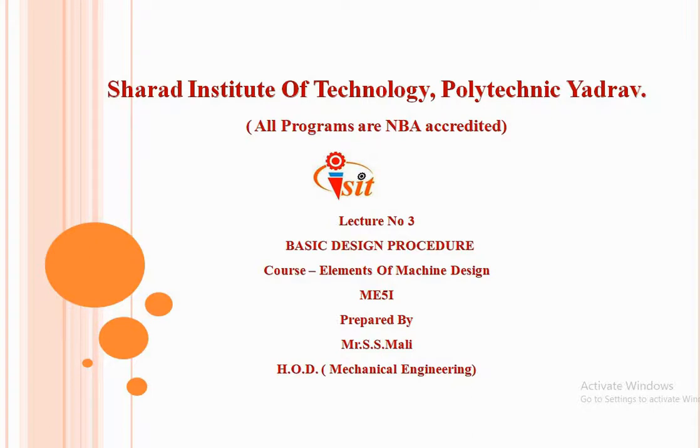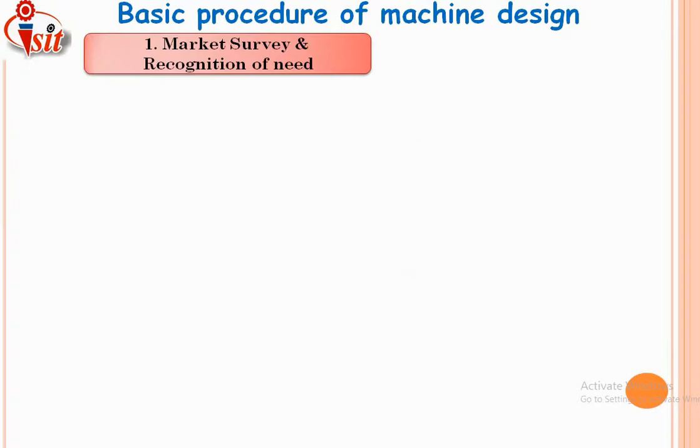So just have a look at the basic procedure in machine design, that is the general procedure in machine design. The first step in any process of machine design is the market survey and recognition of need. There is no firm rule how we can design the component. There is no firm procedure that we can follow. But there are some steps that we need to follow while designing any machine component. So these are the general steps that any design engineer can follow for designing any particular component.